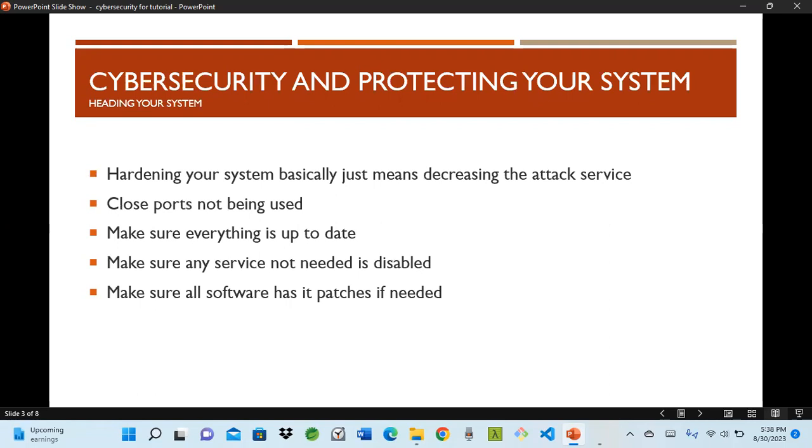Hardening your system basically means decreasing the attack surface by closing ports, making sure everything is up to date, making sure you're not using services that are not needed, right? So if it's not needed, you basically can disable it. And also making sure all your software has its patches and hot fixes.